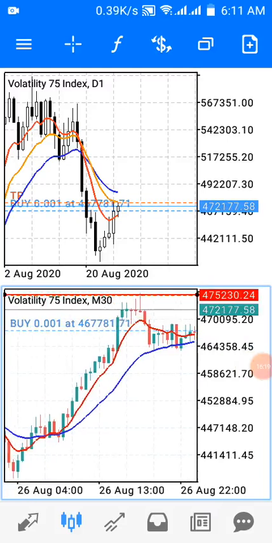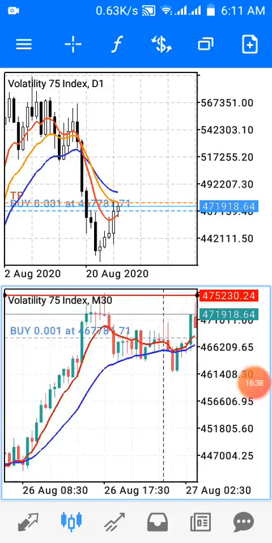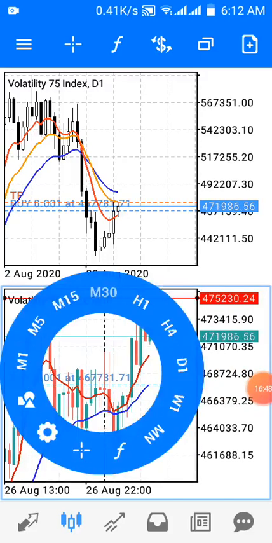For now, the red line crossed above the blue line on the 30 minutes time frame around here. So if you entered your trade somewhere around here and your stop loss is below the low of this big green candle, then you wait to take profit when the red line crosses below the blue line. So that's that for this strategy.